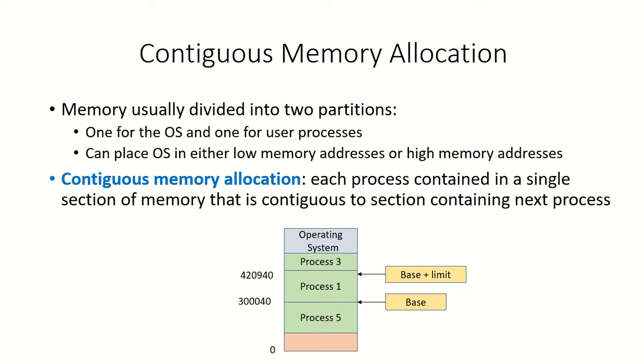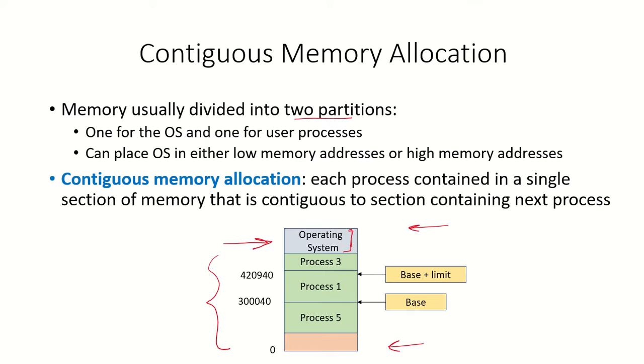The allocation of memory is broadly done in two partitions. One partition is for the operating system and the other partition is for the user processes. Now the OS can be placed in either the low memory addresses or on the high memory addresses. Here we are assuming that the operating system is available in the higher memory addresses.